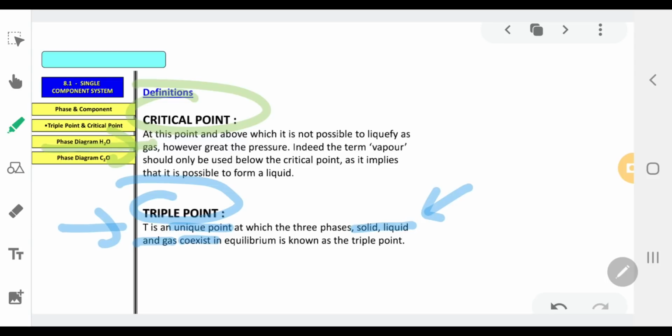So what you need to know over here, at the critical point, beyond the critical point, it is not possible for you to liquefy gas molecules, no matter how high the pressure you put, no matter how high you go up to the pressure, you cannot liquefy your gas molecules even further. So at that point, you're going to have a supercritical fluid. Okay? So you don't have to worry about that. You just try to remember what's going on over here.